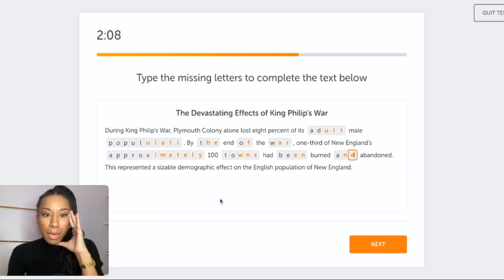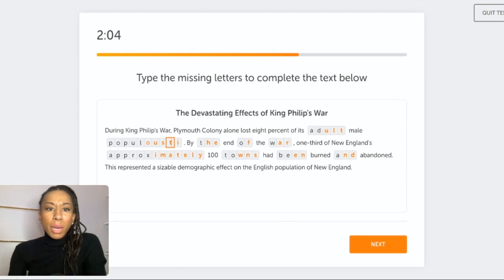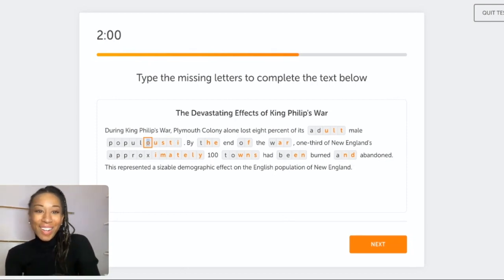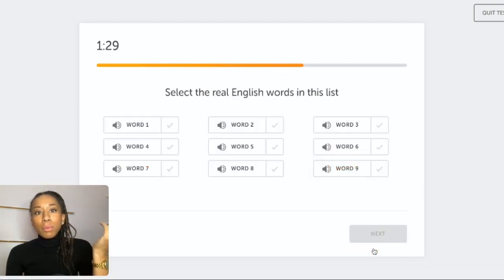What is that? Male populace? Popu. I think they made a mistake. Populate. I spelled it wrong. I was adding an extra U. I knew I wasn't crazy.